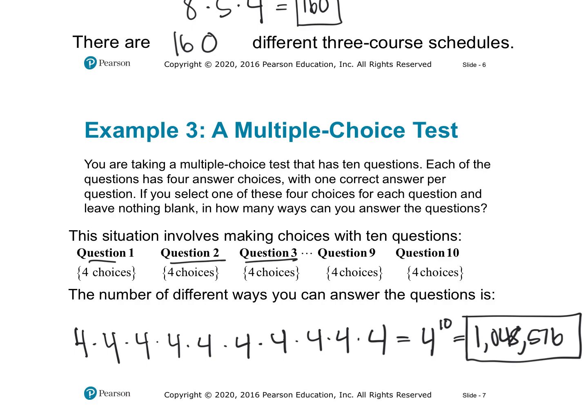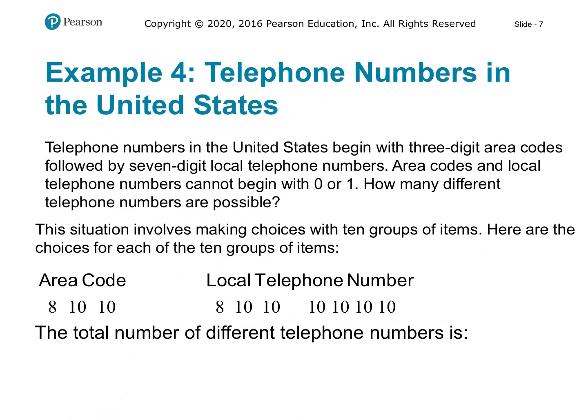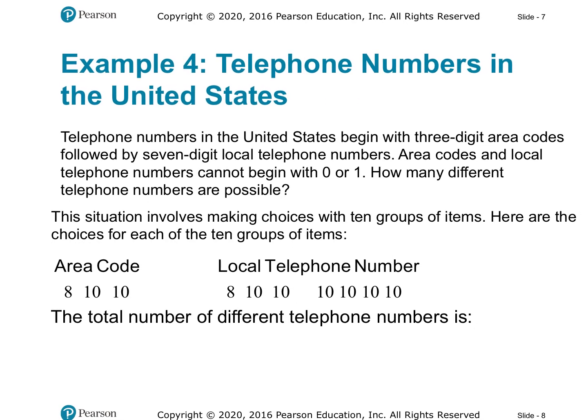Let's look at the next example. Telephone numbers. So telephone numbers in the United States begin with 3-digit area codes, followed by 7-digit local telephone numbers. Area codes and local telephone numbers cannot begin with a 0 or 1. How many different telephone numbers are possible? So this situation involves making choices with 10 groups of items. Here are the choices for each of the 10 groups of items.